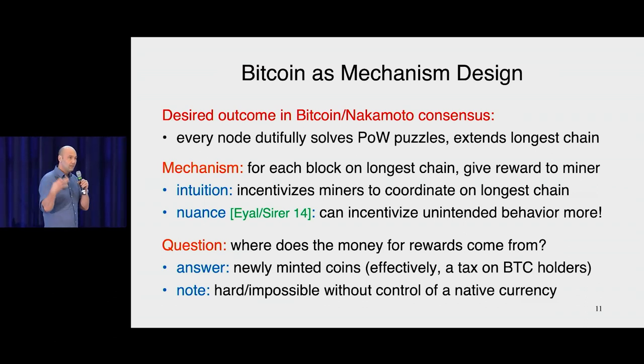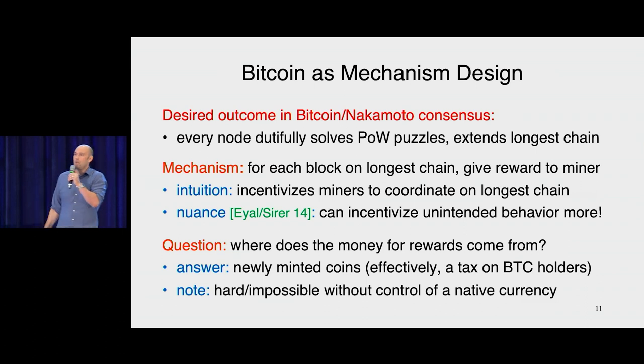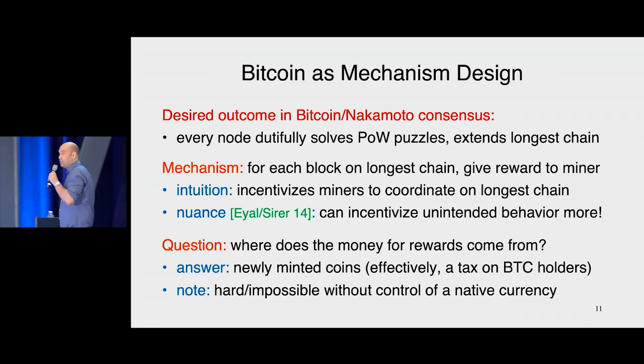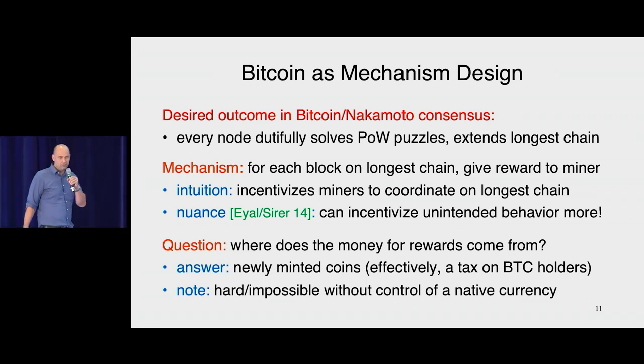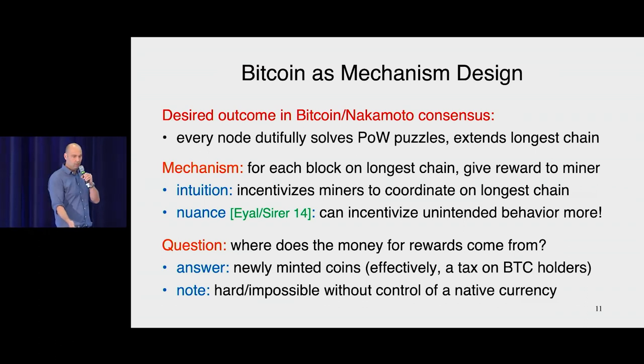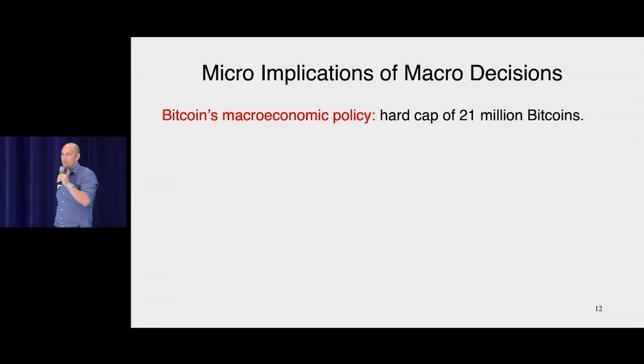actually there is an answer to this question, and it's what Bitcoin does, which is it mints new coins every time a block is created. That's in fact the only way that Bitcoins ever get brought into existence. So with that power of the native currency, you are able to manufacture block rewards out of thin air. Not clear how you would do that without that power. But as I said, with power comes responsibility.